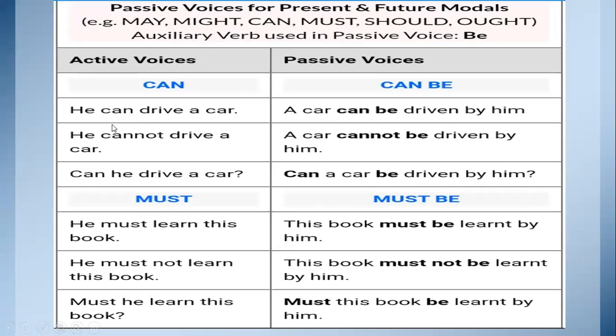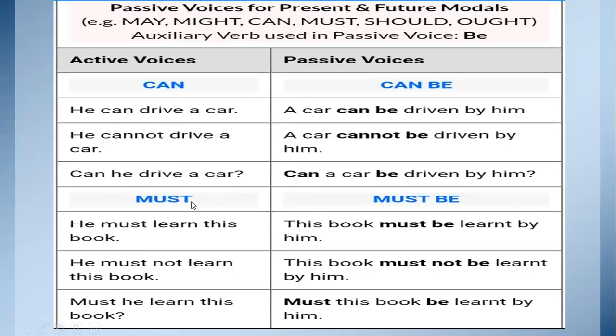Okay. So how it is for can, the modal can becomes can be. How? He can drive a car. A car can be driven by him. Okay. He cannot drive a car. A car cannot be driven by him. Okay. So you see how it is changing. Can he drive a car? Can a car be driven by him? So only be is the auxiliary verb, and the can is changing the position to make it a question, and the same format is followed for the modals as well.